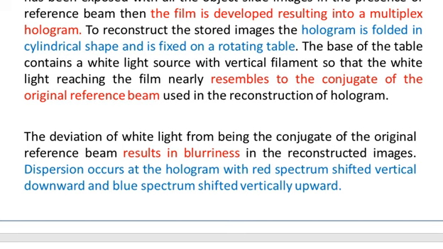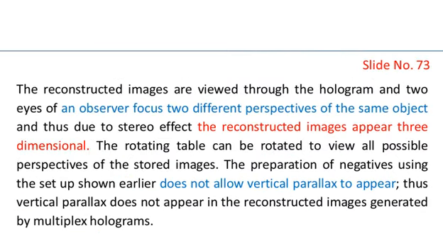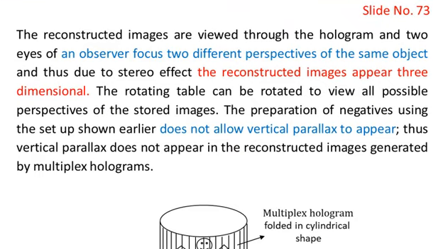The deviation of the white light from being the conjugate of the original reference beam results in blurriness in the reconstructed images. Dispersion occurs at the hologram with the red spectrum shifted vertically downward and the blue spectrum shifted vertically upward. The reconstructed images are viewed through the hologram, and the two eyes of an observer focus on different perspectives of the same object, and thus due to the stereo effect the reconstructed images appear three-dimensional. The rotating table can be rotated to view all possible perspectives of the stored images.